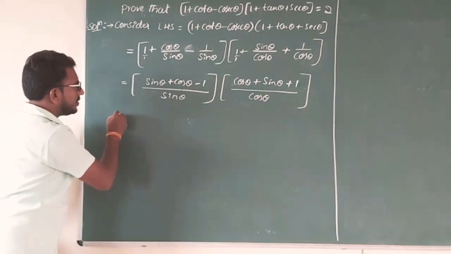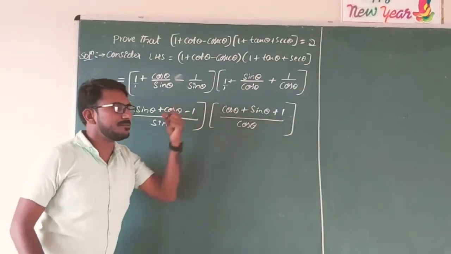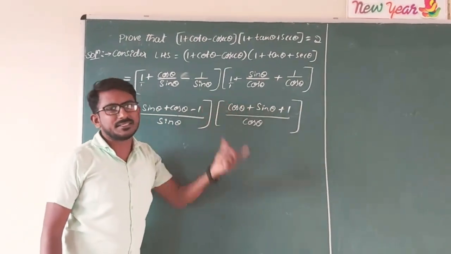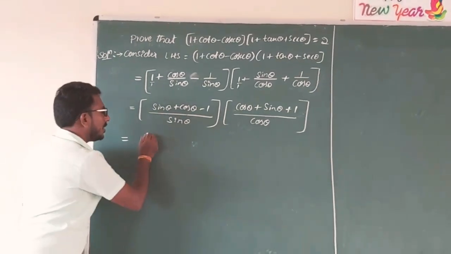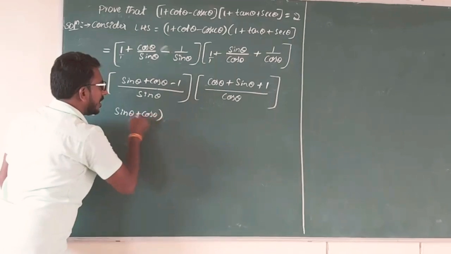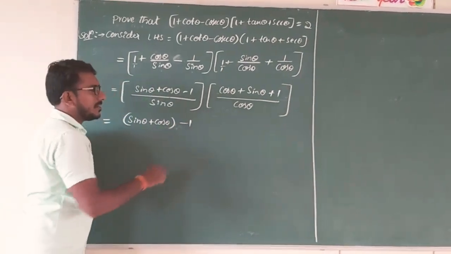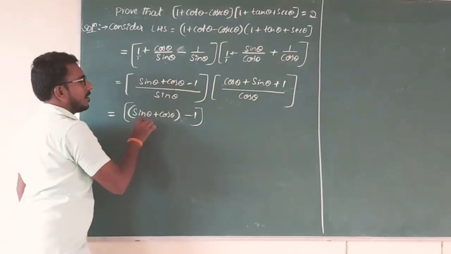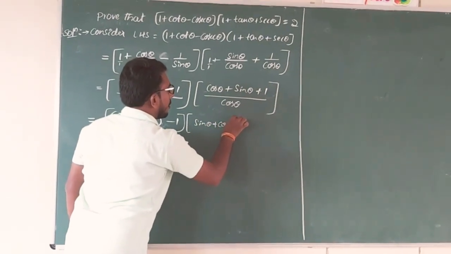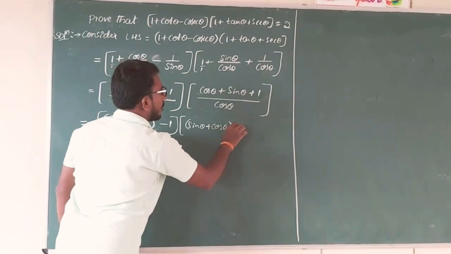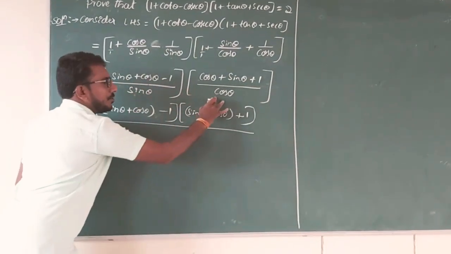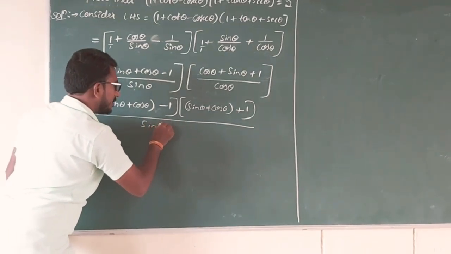So what I will do is multiply these two terms. Here you can observe sin theta plus cos theta and cos theta plus sin theta are the same. So in the next step I will write this as (sin theta plus cos theta) minus 1, into (sin theta plus cos theta) plus 1, divided by sin theta into cos theta.